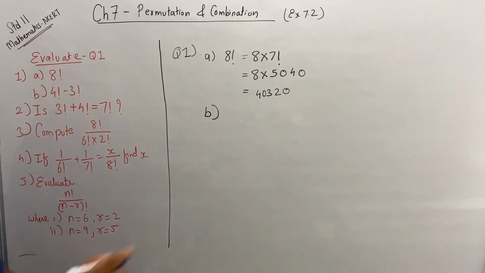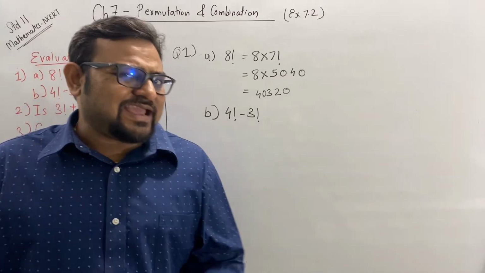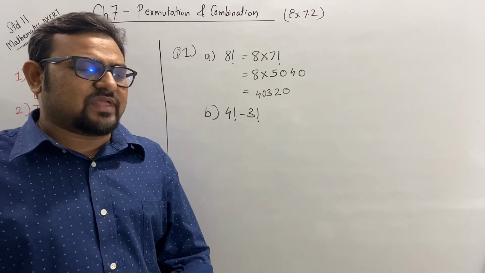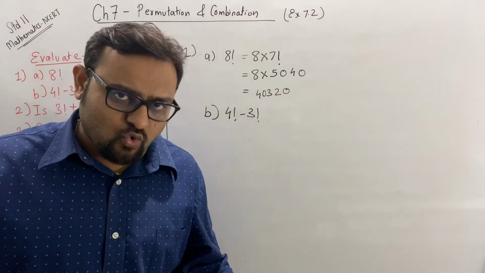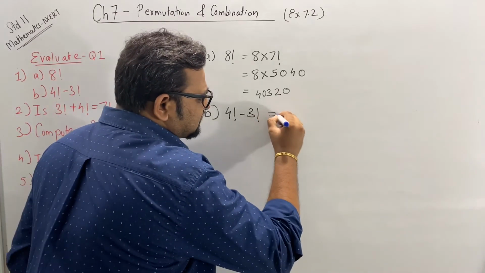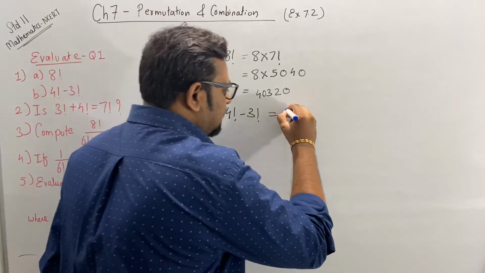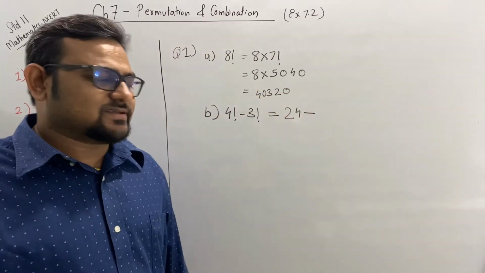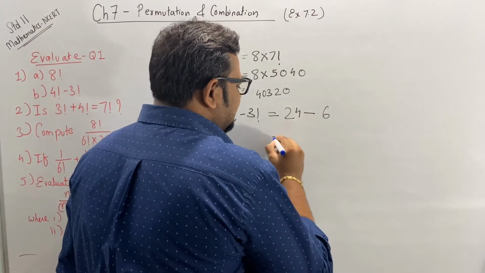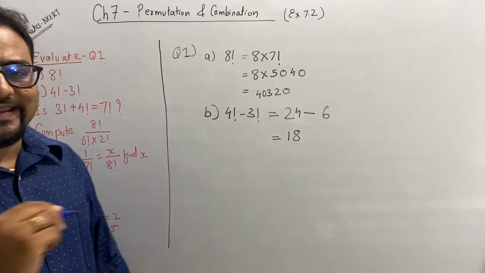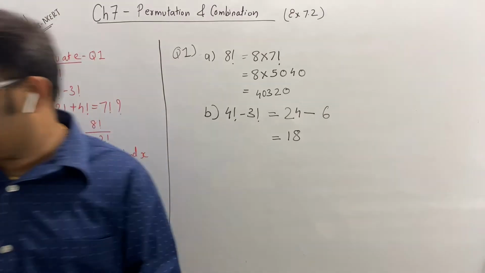It's 4 factorial minus 3 factorial. Now don't make a mistake. Like 4 minus 3 equal to 1, that means 4 factorial minus 3 factorial equal to 1 factorial. No. Just put in the value. What is 4 factorial? 4 into 3 into 2 into 1, 24. Minus 3 factorial. That's 3 into 2 into 1, 6. So this is equal to 18. Clear? Just note down question number 1.